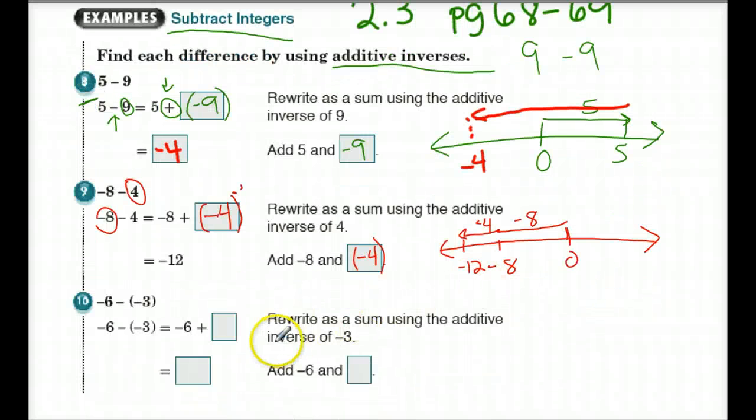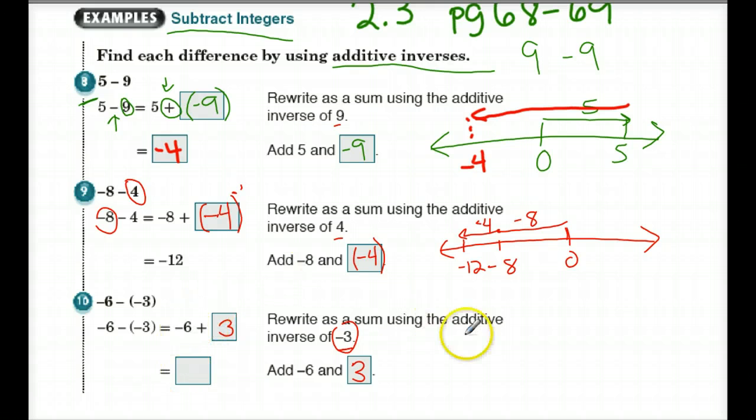All right, our last example. Negative 6 minus a negative 3. Notice how we started with two positive numbers subtracting. Now we have one negative number, and now we have both negative numbers subtracting. So we want to rewrite the sum using the additive inverse of negative 3. What is the additive inverse of negative 3? Well, just as the additive inverses of 4 and 9 are negative 4 and negative 9, the additive inverse of negative 3 is going to give us a positive 3.